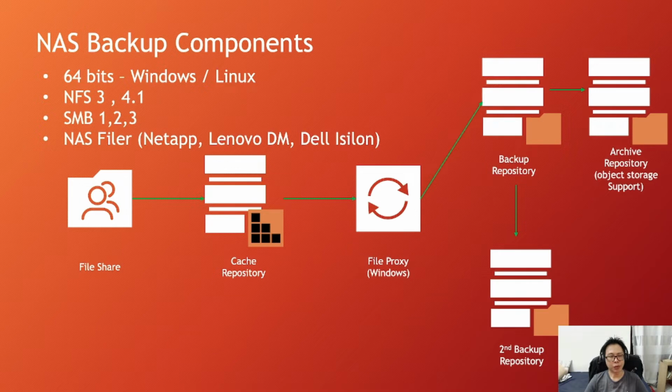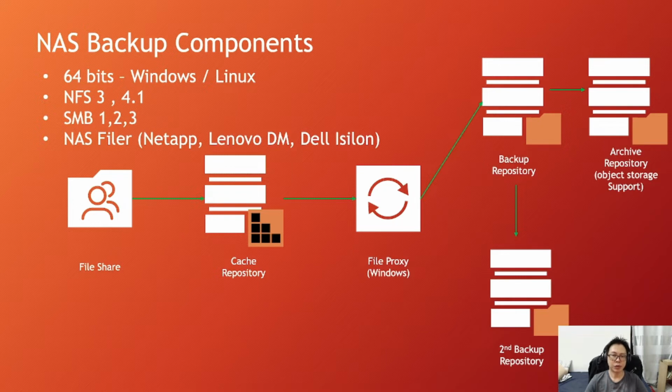Now the next thing is when we want to back up your NAS by using Veeam software, first and foremost, you need to understand the workload that you can protect. In terms of NAS, we can support either your Windows server or Linux file server. Okay, make sure it's a 64-bit OS. Then the next thing is we do support the protocols NFS plus SMB as well. With the latest version of V11, currently it does support NAS filers. For example, if you are using NetApp storage, Lenovo DM series, and also Dell Isilon, you're able to use this Veeam backup to back up the NAS as well.